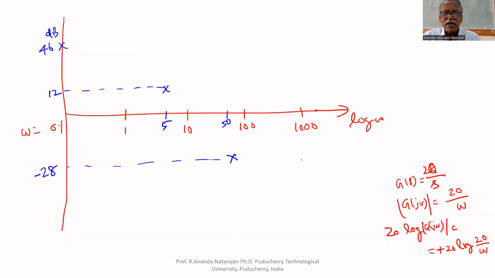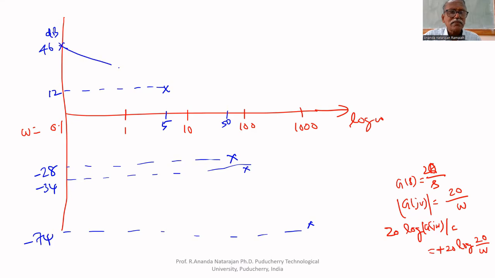Then minus 34 at 100. Maybe here. Minus 34. At 1000, it is minus 74. So it is here. At 1000, minus 74. So we have to join all these lines.